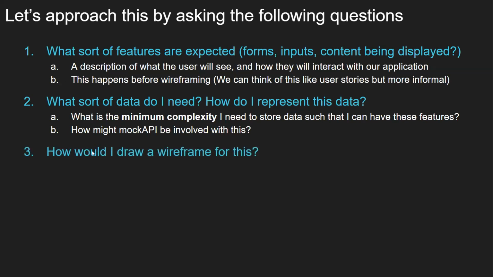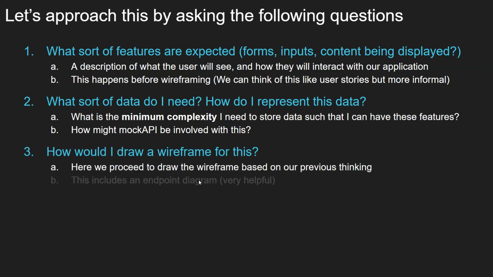And then the third step: how would I draw a wireframe? We draw the wireframe and then we also draw an endpoint diagram, which I think is helpful. So two types of diagrams. One is a wireframe of what it looks like and also user navigation: are we going to different pages? Is the user seeing different things based on what they click? Just how does that work in the wireframe? And then after that, of course, the endpoint diagram.